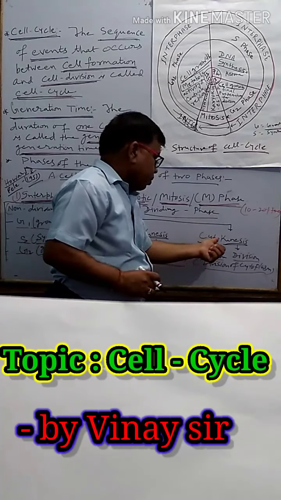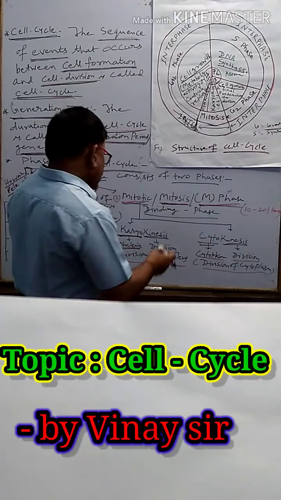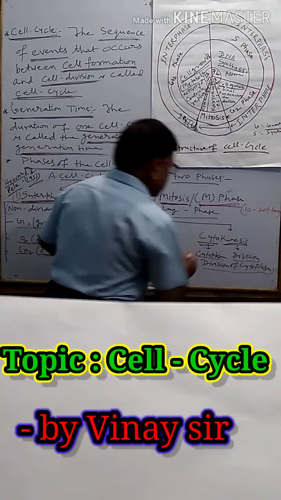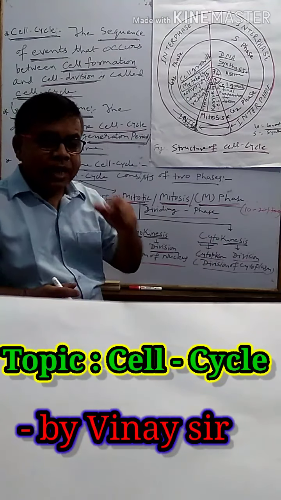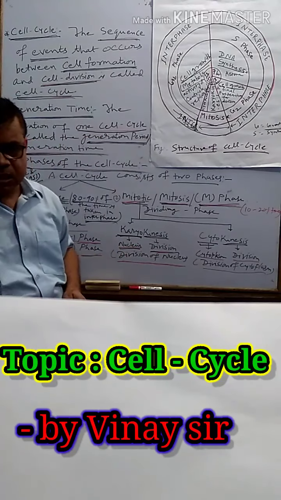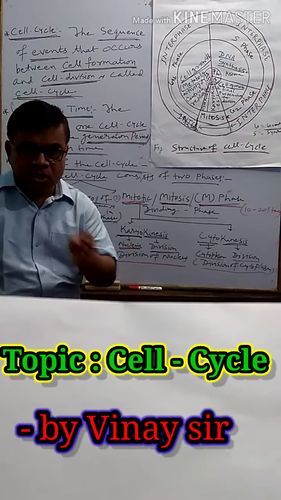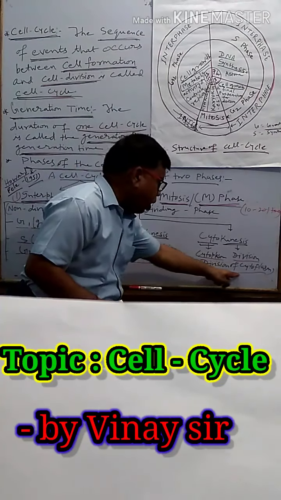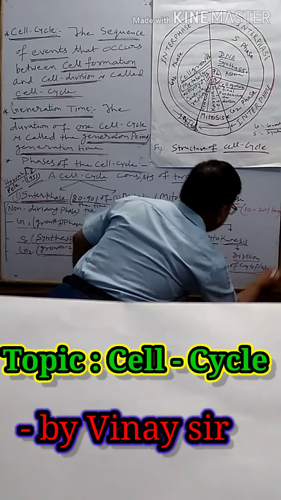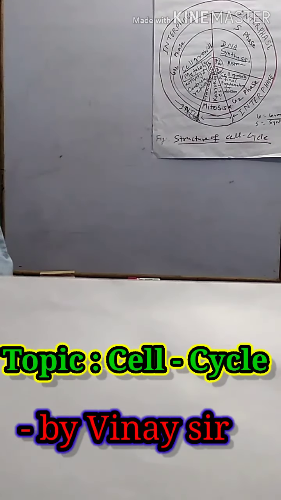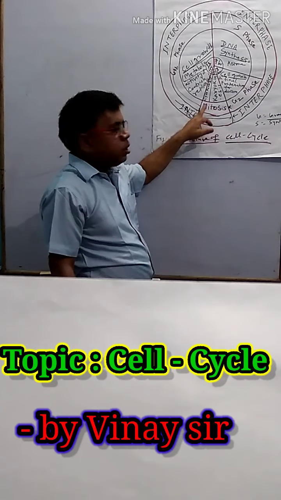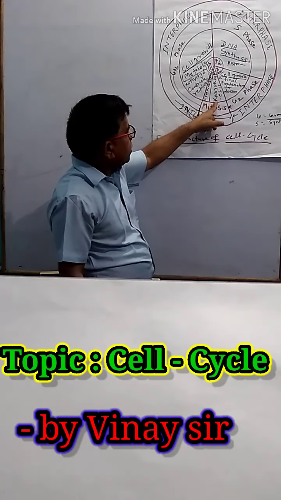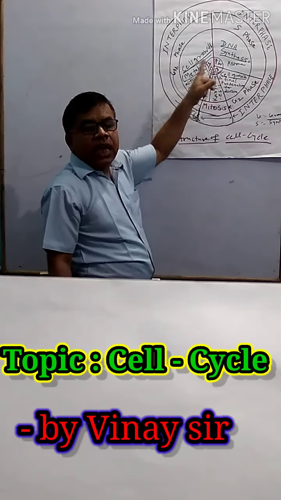Second part, cytokinesis. It is composed of two words, cyto and kinesis. Cyto means cytoplasm. Kinesis means division. So division of the cytoplasm is called cytokinesis. In this diagram, this is the mitosis. This mitosis is divided into karyokinesis and cytokinesis.